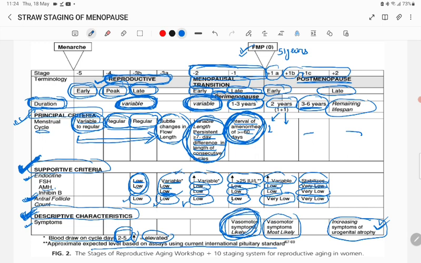Okay. Then +1, +2. +1 is again A, B, C. It is postmenopausal, early and late. Then the duration is 2 years. For the first 1 year there will be complete amenorrhea, 1 year of amenorrhea.